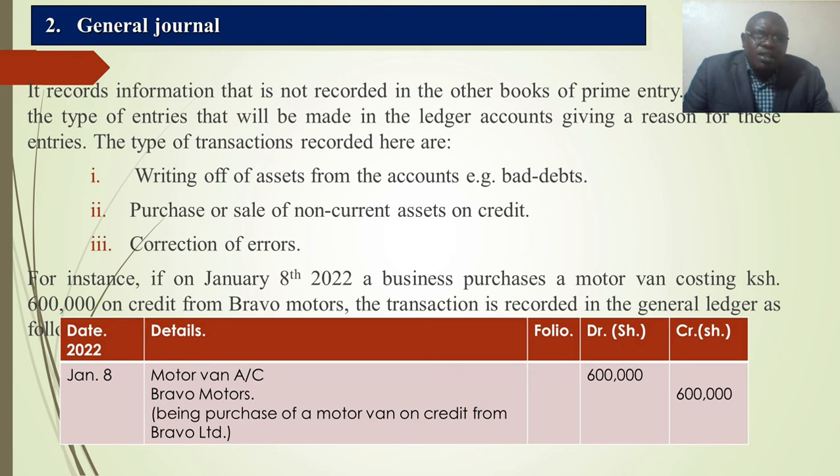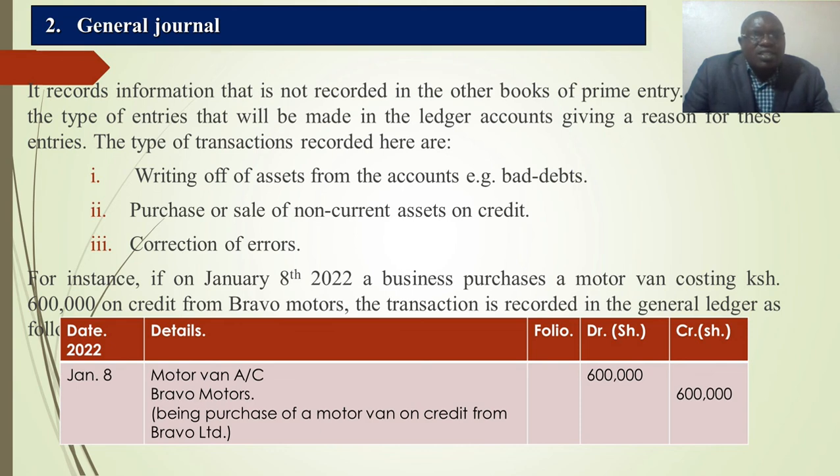Let us look at an illustration. If on January 8th, 2022, a business purchases a motor van costing Kenya shillings 600,000 on credit from Bravo Motors, the transaction is recorded in the general journal. That must be a correction there. It is general journal, not general ledger, but the general journal as follows. So the format for the general journal has a column for date, a column for details, a column for folio, then it has debit, the account to be debited, and the account to be credited.